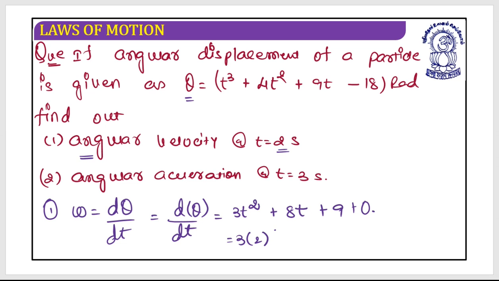Let's put in the value of time. It's 3 into 2 square plus 8 into 2 plus 9. 3 4s are 12, plus 8 2s are 16, plus 9. 16 plus 9 is 25, plus 12 is 37 radian per second. I hope this is clear. Is it clear? Great.